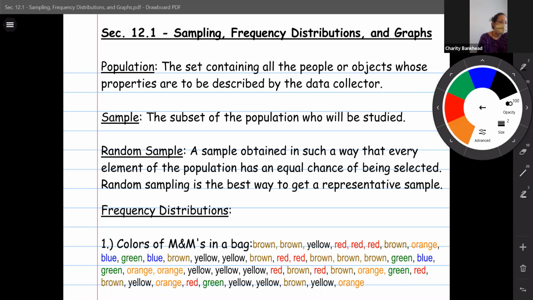And there's a lot of different ways to take a sample. The best way is what they call a random sample, which is a sample obtained in such a way that every element of the population has an equal chance of being selected. Random sampling is the best way to get a representative sample. So just taking all the people in this class would be a convenient way of taking a sample, but it wouldn't be a random sample. It might not be a very representative sample.